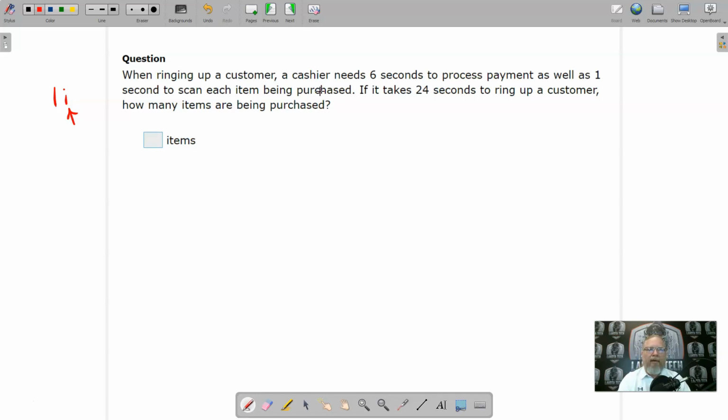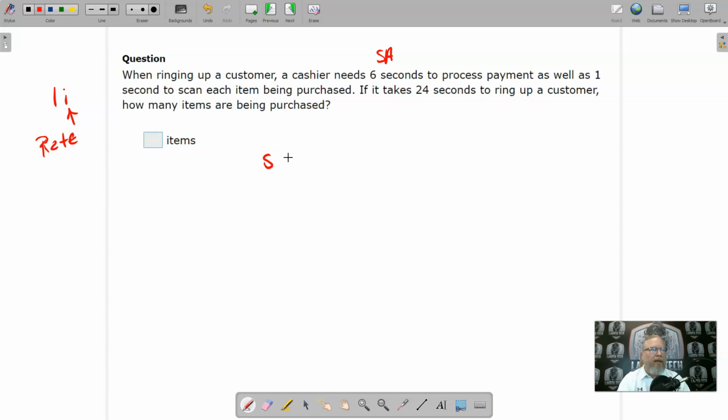And do we have a starting amount? Well, it takes 6 seconds to process the payment. So we're going to have a starting amount because no matter how many items we have, there are the 6 seconds that we're going to take to process the payment. So this is going to be our starting amount. This is going to be our rate here. I is going to represent the number of items. So if it takes 24 seconds to ring up a customer, how many items are produced? So we want to know how many seconds, right?